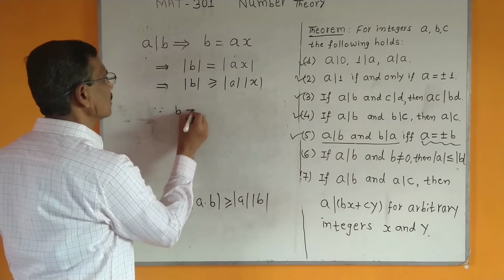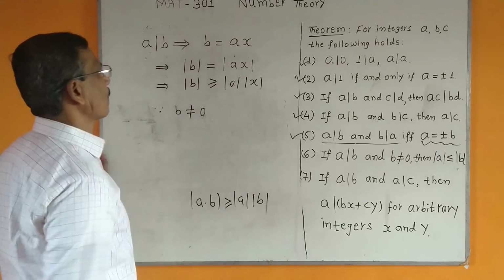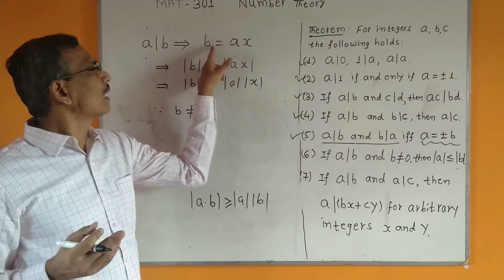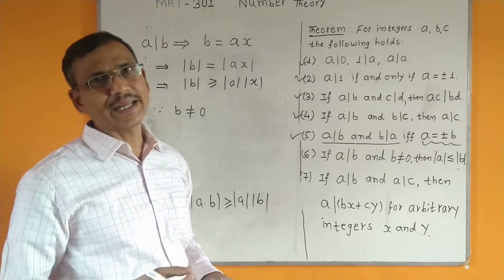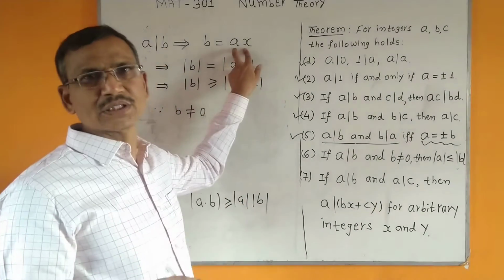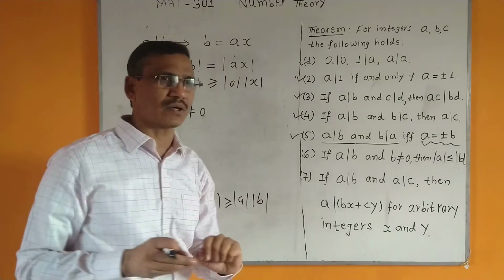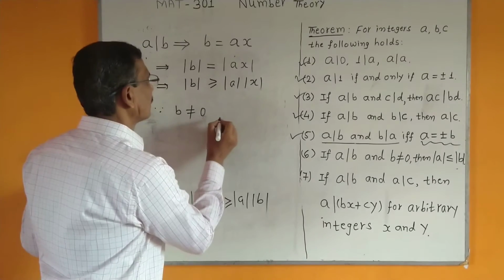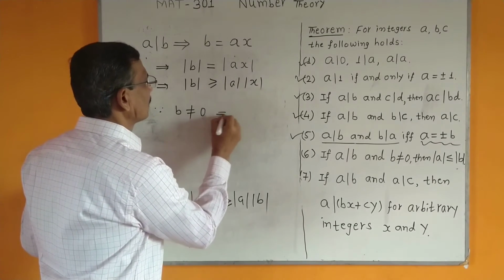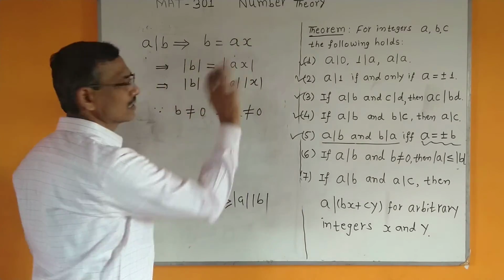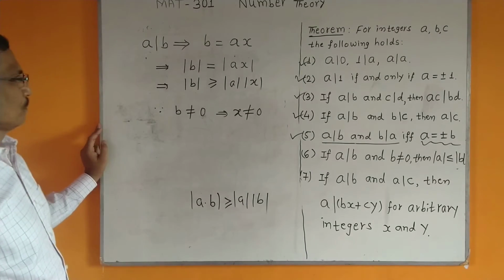Since B is not equal to 0, the right hand side is also not equal to 0. That is, A times X is not equal to 0. This is the product of two integers which is not equal to 0. That means neither integer is 0. That means A is not equal to 0, and X is also not equal to 0.